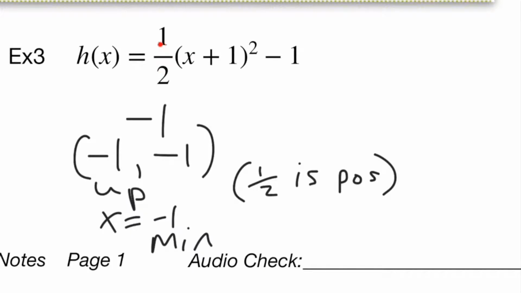Here, the a is 1/2, it's positive, so therefore it's going to open upward like a u. The h value is going to be negative 1, and then the k value is going to be negative 1, so that'll be where the vertex is, and also where the line of symmetry is, x equals negative 1. It's going to be a minimum because it's a u.